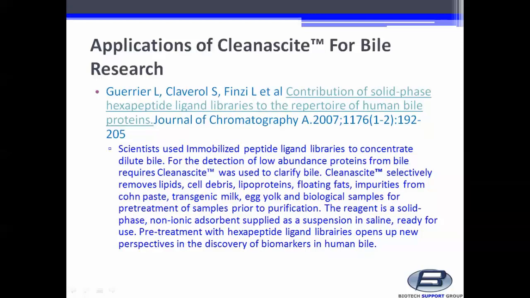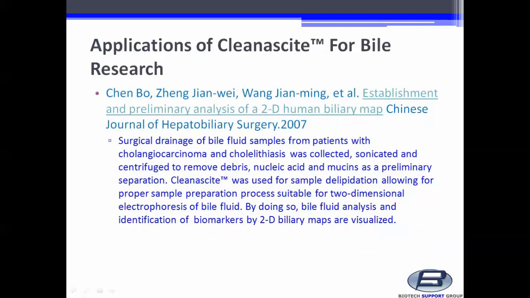Authors Guerrero et al. published an article in the Journal of Chromatography A titled Contribution of Solid Phase Hexapeptide Ligand Libraries to the Repertoire of Human Bile Proteins, which cited Cleanascite. Scientists used immobilized peptide ligand libraries to concentrate dilute bile. For the detection of low abundance proteins from bile, Cleanascite was used to clarify bile. The reagent is a solid phase non-ionic adsorbent supplied as a suspension in saline, ready for use. Pretreatment with hexapeptide ligand libraries opens up new perspectives in the discovery of biomarkers in human bile.